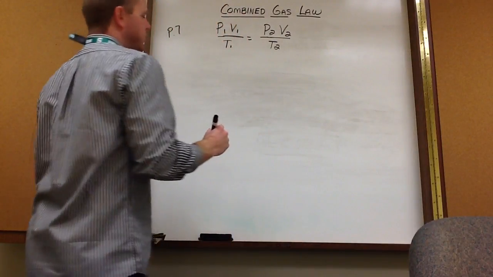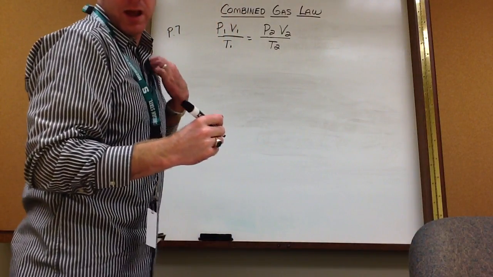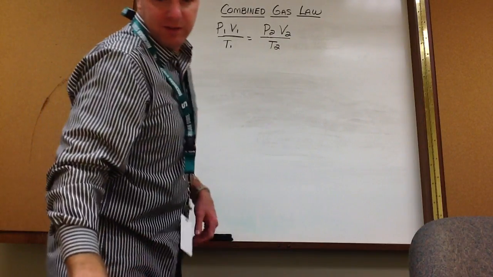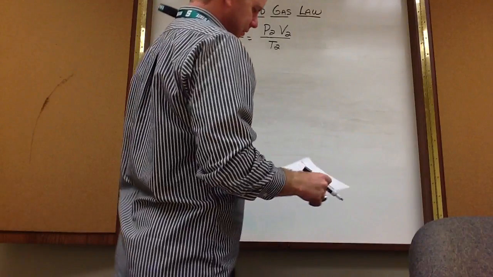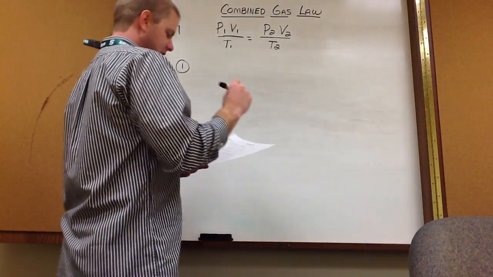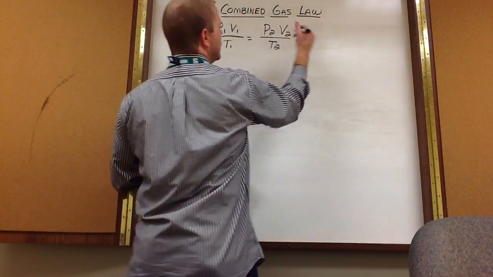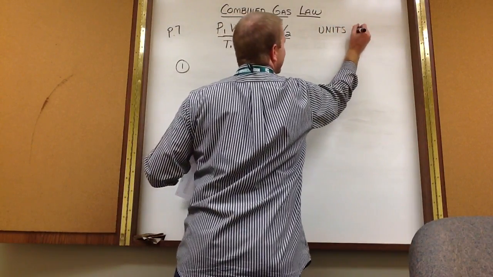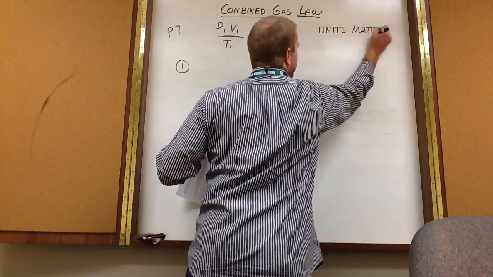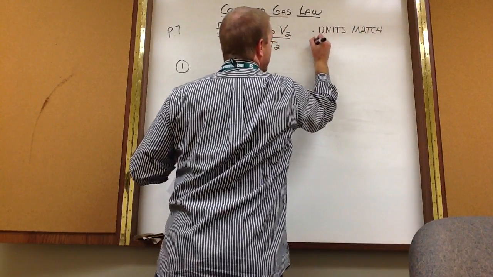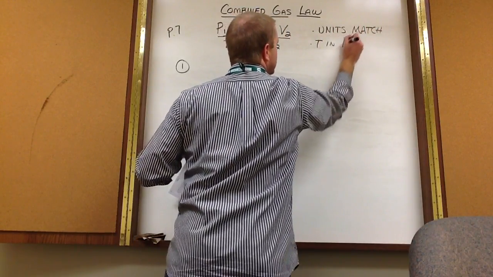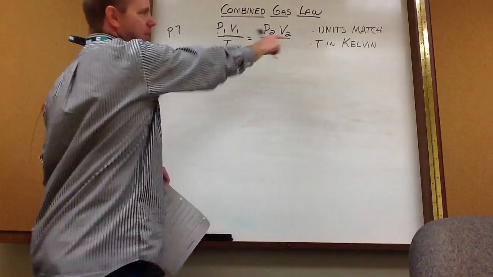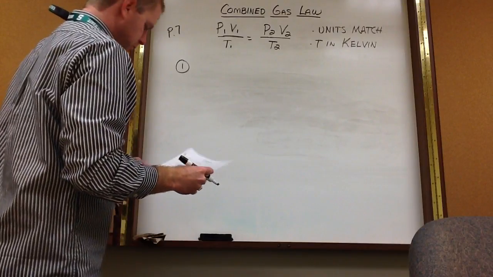So, we have some problems on page 7. Let's go ahead and do them. Number 1 reads, if I initially have 4 liters of a gas. A couple of things also: units must match still, and temperatures must be in Kelvin. Why? Because it's a combined gas law, and those things apply.